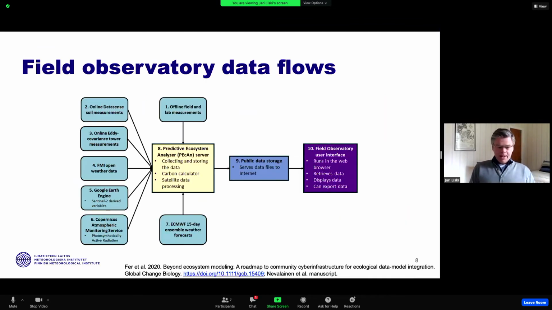Technically, how we've done this is that we are collecting all the data that is shown on the field observatory to a server that we have established for this purpose at the Finnish Meteorological Institute. So we are storing and processing the data there and then showing them in the field observatory.